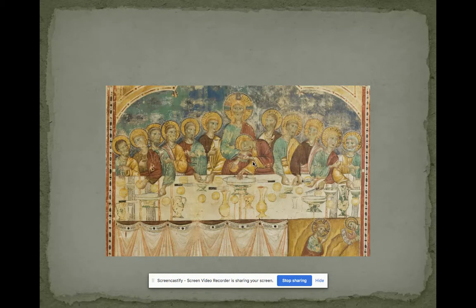This is the Last Supper of the medieval period. If you look here, Jesus is much bigger because he is the most important. There is no sense of background.